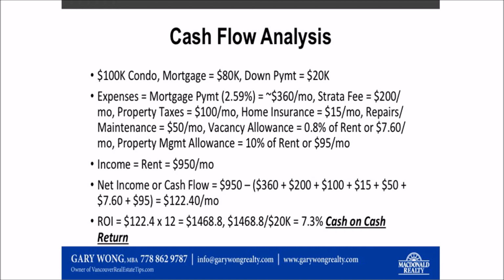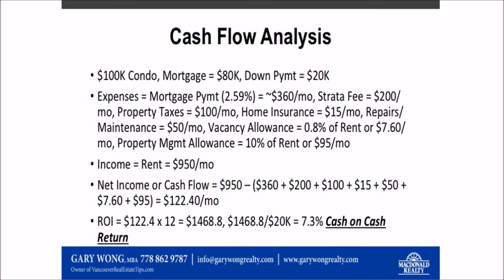Let's say it's vacant. So you have to incorporate a vacancy allowance, but I looked up CMHC, vacancy allowance in Vancouver, Greater Vancouver, 0.8%. So 0.8% of the rent, $950, is $7.60 a month. Property management allowance. So let's say you don't want to drive to Abbotsford to manage your tenant. Could be around 8% to 15% property management, but let's just say 10% of rent, $95 a month.